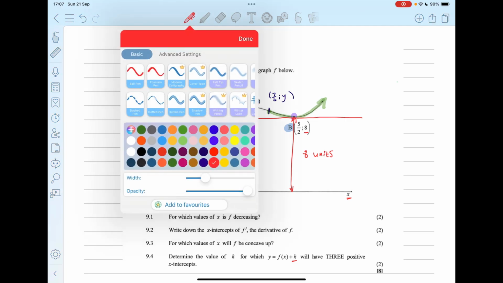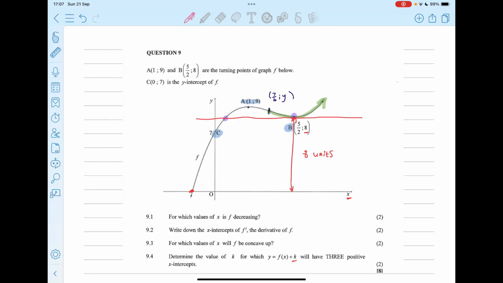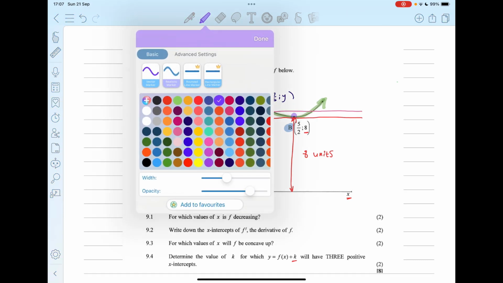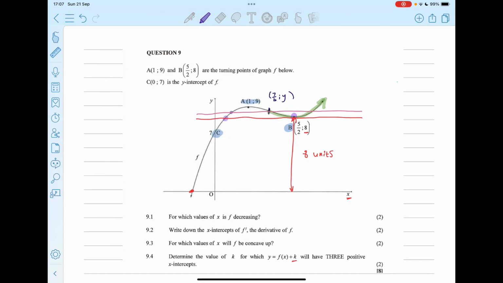So let me draw a different line. Maybe I can use a pink. And let's say it's somewhere there. I don't know what that exact distance is. You can see now we see those 3 x-intercepts. There's one here, there's another one here, and there's another one there. So mission accomplished, right? But it's not over yet, because there's a limit.